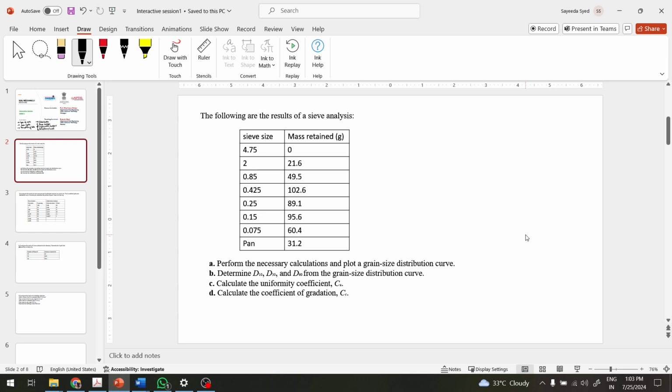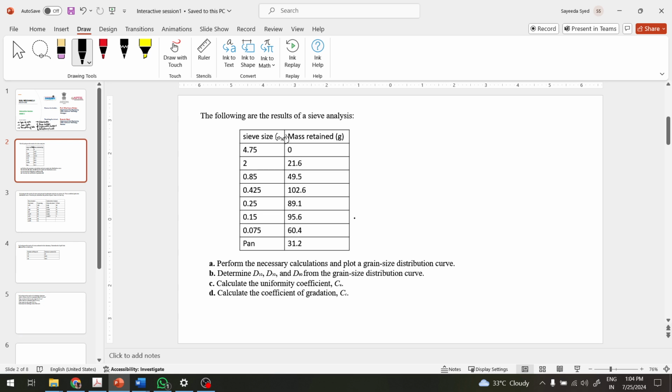Okay, so this is the first question. Following are the results of a sieve analysis. You have been given sieve size in mm, and you have to perform the necessary calculations and plot a grain size distribution curve. You have to determine the D10, D30, and D60 from this curve. Calculate the uniformity coefficient and the coefficient of gradation, that is Cu and Cc.